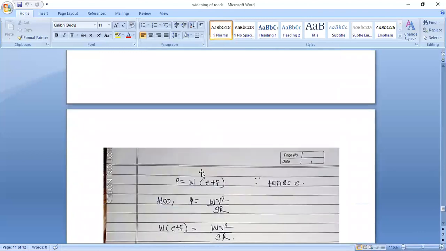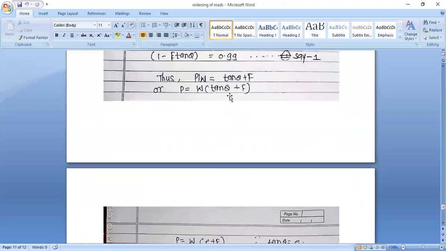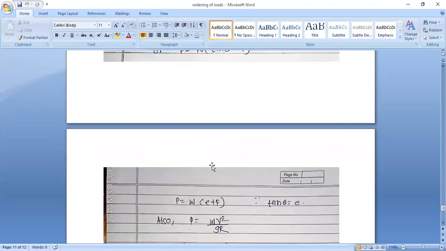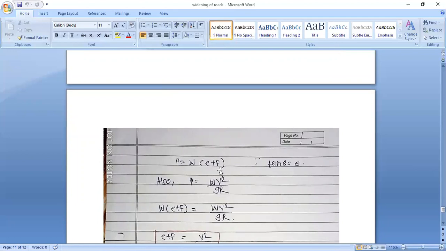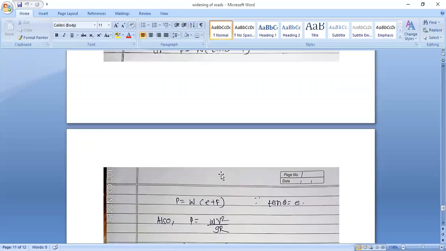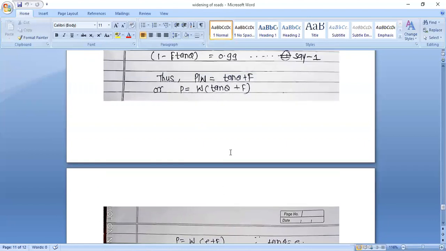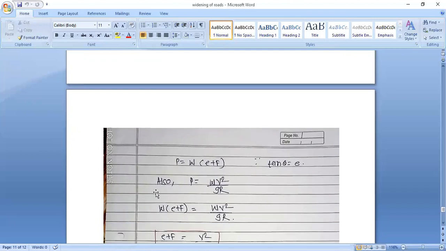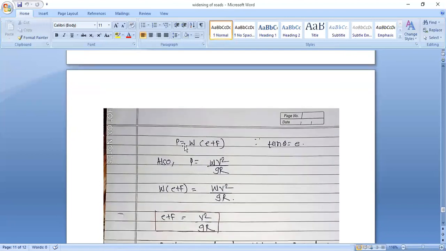Now see, here consider tan theta is equal to E, that is the super elevation. Then this becomes P is equal to W into E plus F, since the value of tan theta is E. Hence P is equal to W in bracket E plus F. Also, we have the centrifugal force P is equal to W v square upon g into R, which we have seen in the first terms, where we considered the value of centrifugal force.